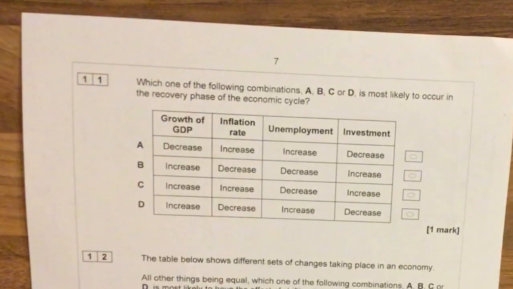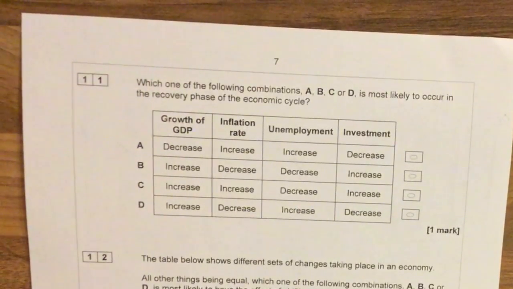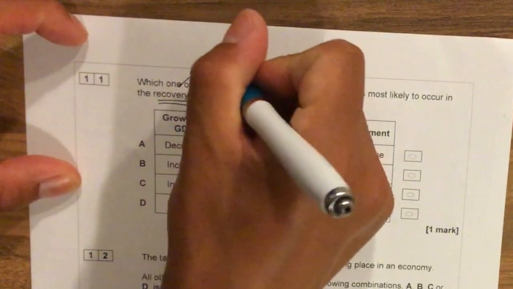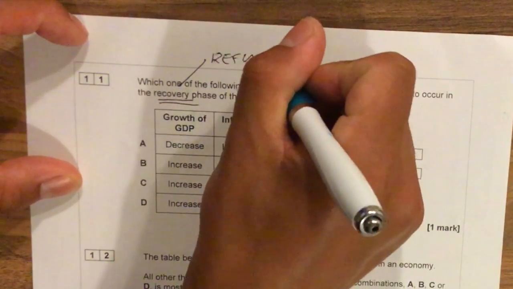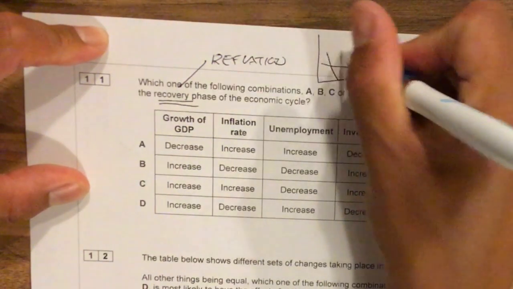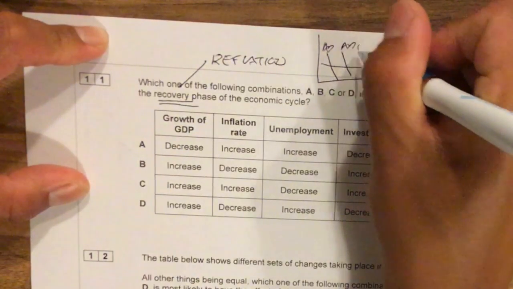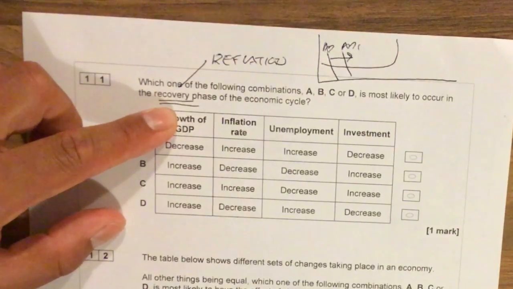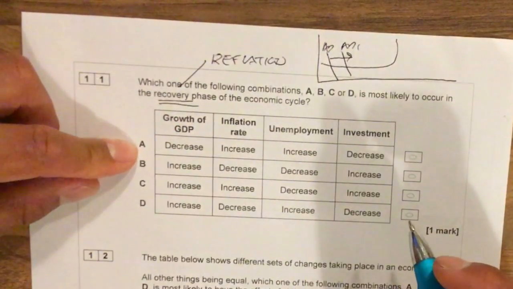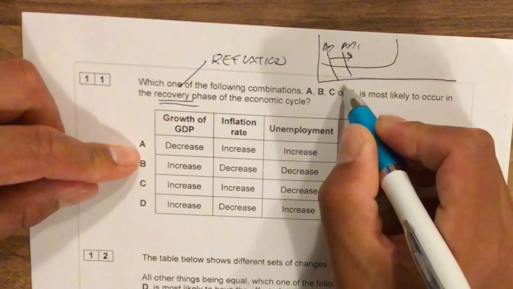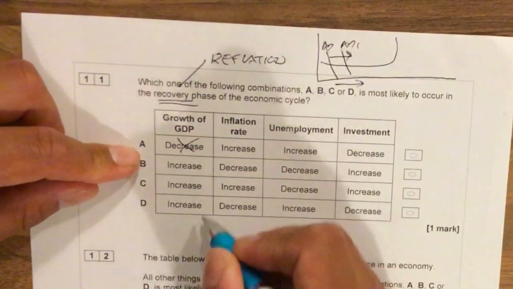Okay, number 11. Which one of the following combinations, A, B, C or D, is most likely to occur in the recovery phase of an economic cycle? Recovery phase. So if you see recovery, you're thinking effectively reflation. So just chuck in a Keynesian. So you're thinking about somewhere around here. So an AD to AD1 shift is what you're thinking when you think about recovery phase. So we're looking for the most likely things to occur in that. Well, in that you're going to definitely have an increase in GDP. So we know it's not going to be a decrease.